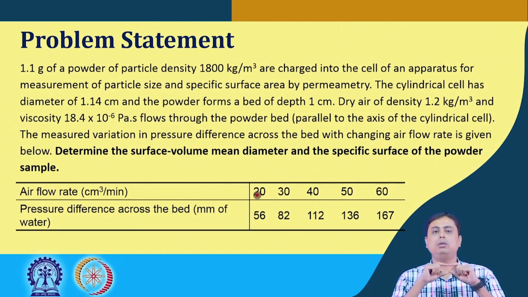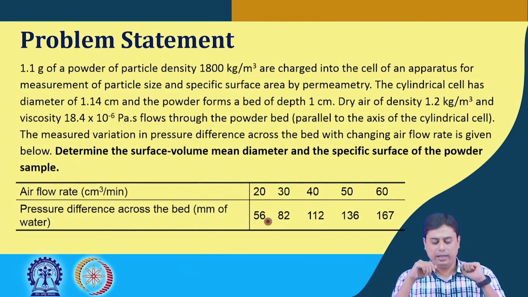Quite naturally there will be a pressure drop across the bed. That pressure drop is measured along with the change in flow rate, that is recorded and given in this table. So the question is, what is the size of that powder particle, of a single particle?